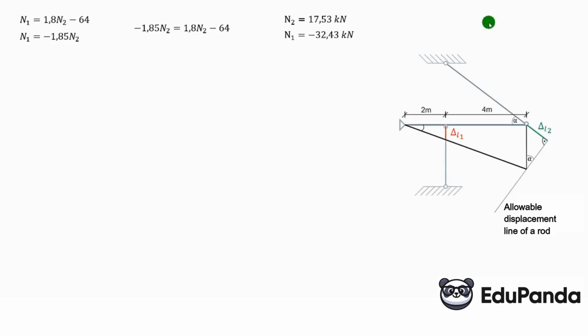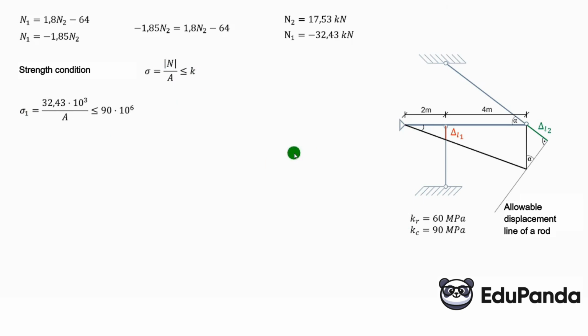Now the strength condition is as follows. The first rod, compressive strength, the second rod, tensile strength. Compressive strength is 90 megapascals, tensile strength is 80 megapascals, meaning the absolute value of the force in the rod divided by the cross-sectional area must be less than or equal to the respective strength. Thus, the stress in the first rod, the absolute value of N1 divided by the cross-sectional area, times 10 to the power of 3 because it is kilonewtons, must be less than or equal to 90 megapascals, meaning the compressive strength, because the first rod is being compressed, right?